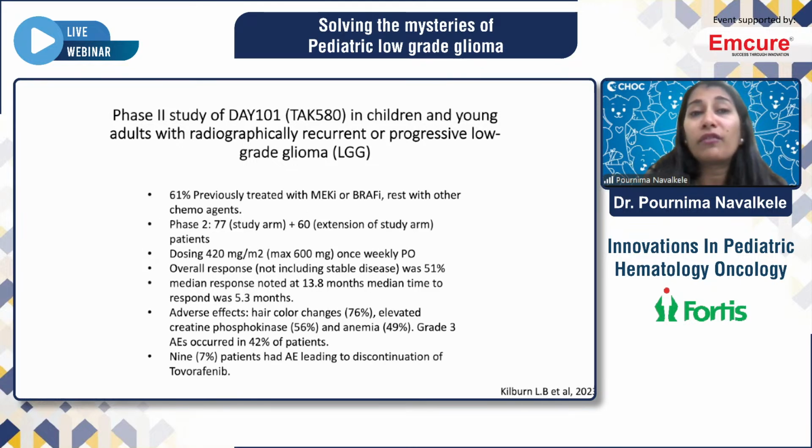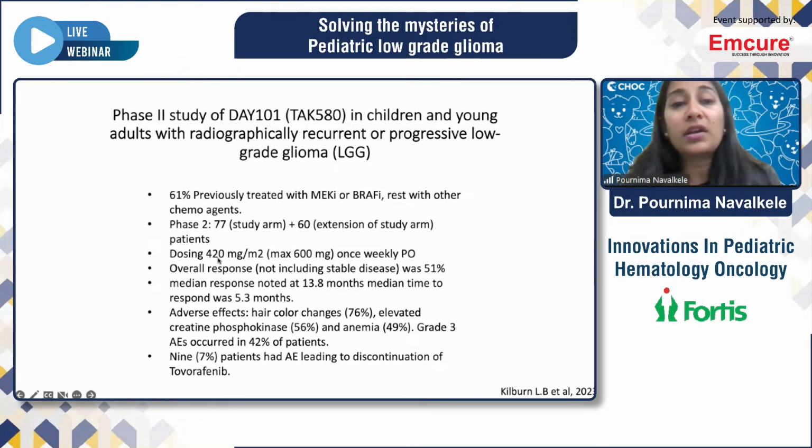So they moved on to a phase 2 trial, which was led by Dr. Lindsay Kilburn, and this has been recently published, where 61% of previously treated patients, either treated with IV chemotherapy or an oral agent, were included on this phase 2 study of tovorafenib or DAY101. So many of these patients had seen another oral agent like selumetinib or dabrafenib, and they failed that drug or they failed the IV chemotherapy, and then they were allowed to be on the phase 2 trial for recurrent or progressive low-grade glioma. They had 77 patients on the study arm, and then 60 were added on an extension arm once the study was completed. The dosing that was reached as per their phase 2 study report was 420 milligram per meter square, which was given once orally every week.